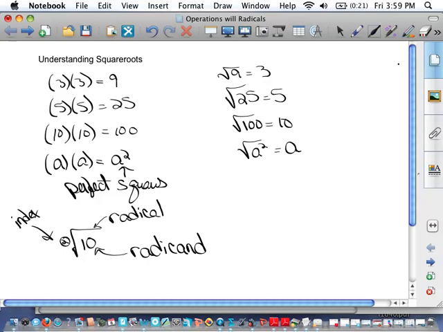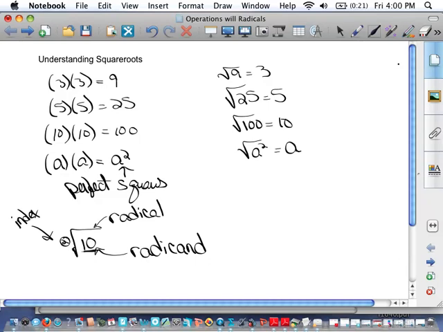So we have just 3 terms to remember. The index, which for our purposes will always be a 2. When you get to Algebra 2, that will change. The radicand, which is the little number that's under the symbol, and then the symbol itself, which is the radical.